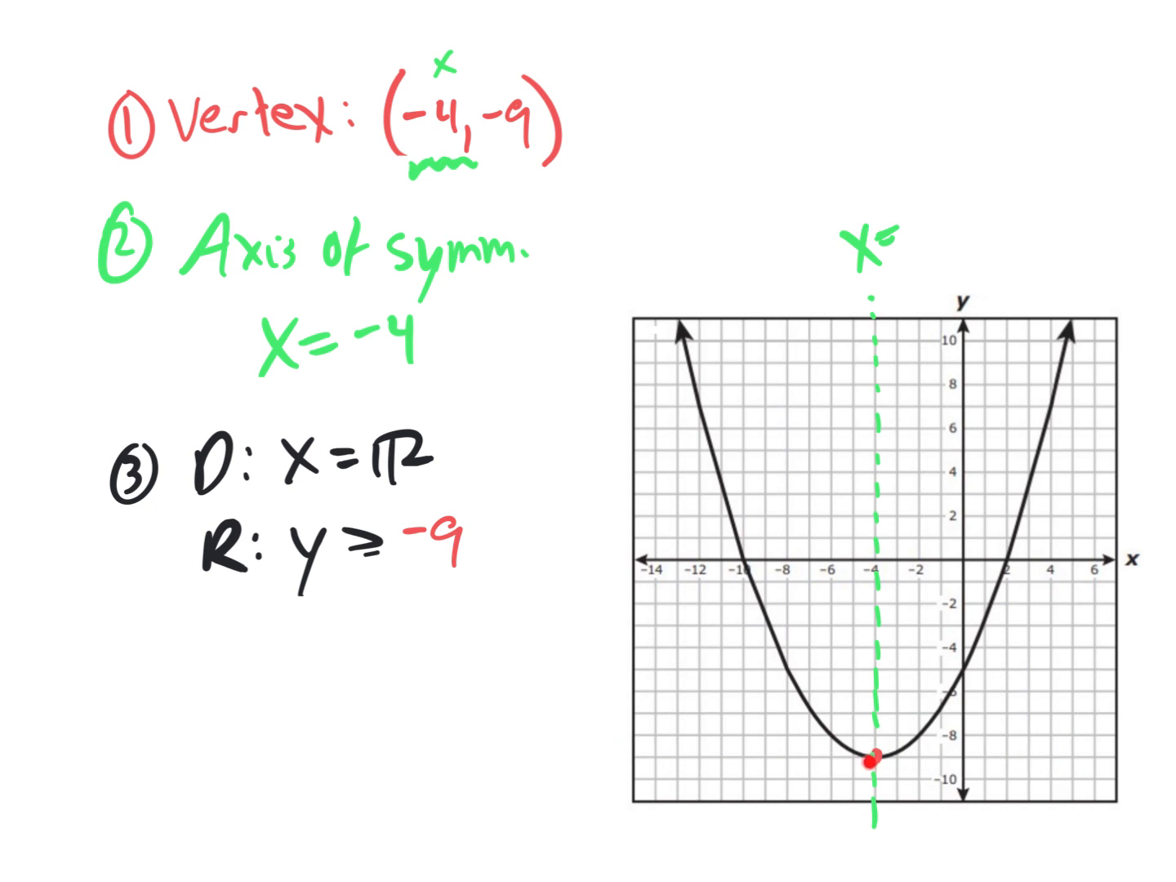It exists at -9 and above. That's why the range is y is greater than or equal to -9. Okay, so I could also ask you for the y-intercept. The y-intercept is simply the location of where it crosses the y-axis. Algebraically, all you have to do is set x equal to 0 and solve, but you could actually see that it crosses the y-axis right there at that location, which is the location (0, -5).